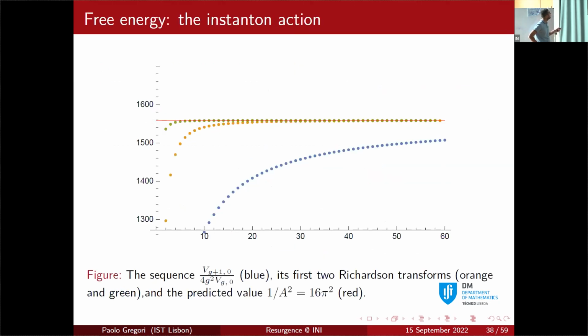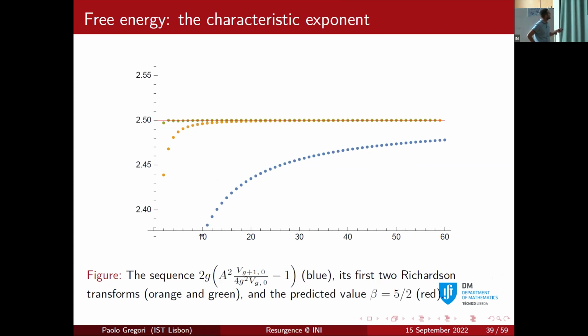The tests that we ran show perfect agreement with what we computed. So our theoretical prediction is the red line for the instanton action here. And these sequences of dots are different Richardson transforms of the sequence we are studying. The Richardson transform, I don't want to get into the details of what it is, but it's a way of accelerating convergence. So you see immediately that it converges beautifully to the value we computed analytically for the instanton action.